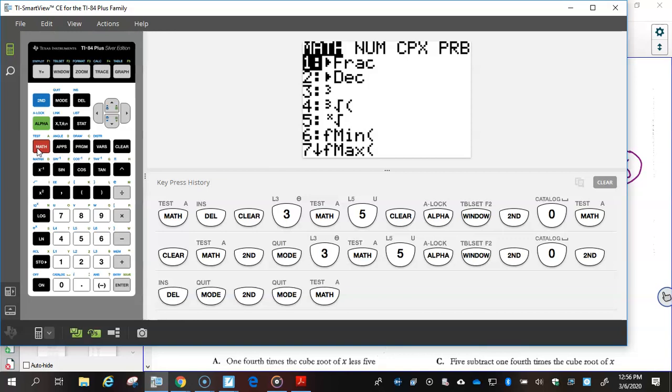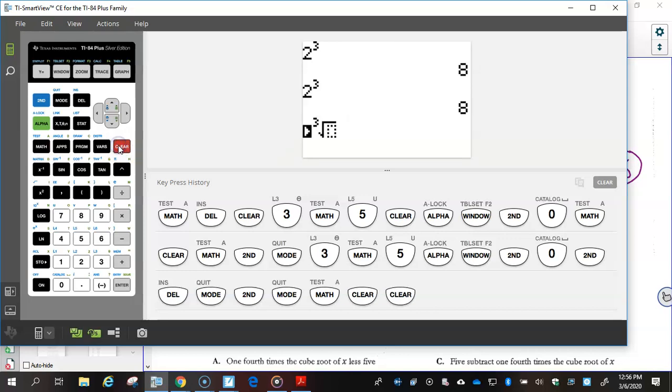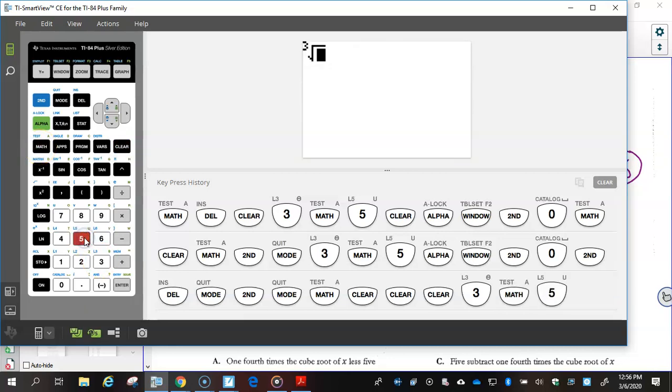You can also use number 5, but in order to use number 5, you need to put the number in first, and then go into math and hit 5, and it becomes a cube root. So 3. You can either put in the number 3 and then go math 5, or just go to math 4.